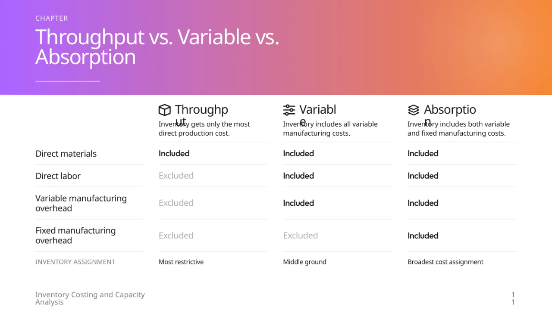Absorption costing, on the other hand, is the broadest method. It includes all manufacturing costs, direct materials, direct labor, variable overhead, and fixed manufacturing overhead in the cost of inventory. This full cost allocation is required under generally accepted accounting principles for external financial reporting. Understanding these distinctions is crucial because each method influences reported profits and capacity analysis differently. Throughput costing focuses on throughput and capacity constraints, variable costing emphasizes contribution margin analysis, and absorption costing captures the total production cost impact. This framework helps us decide which costing method best aligns with our financial and operational objectives.